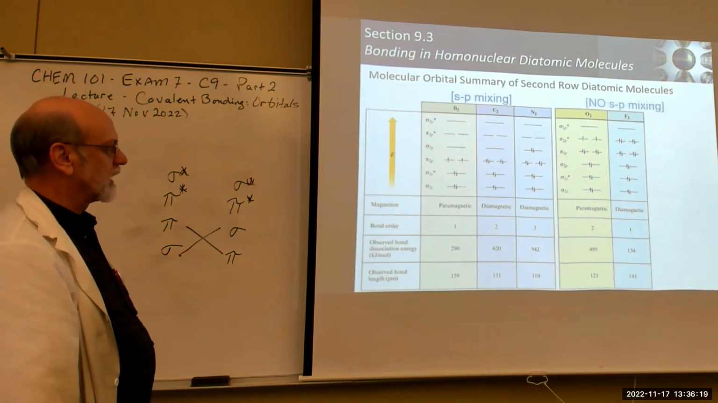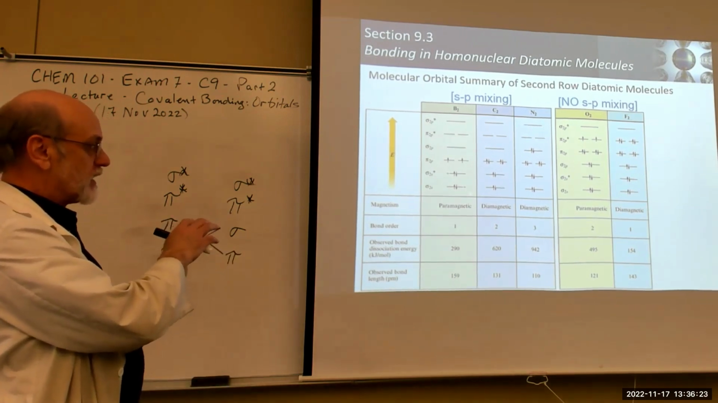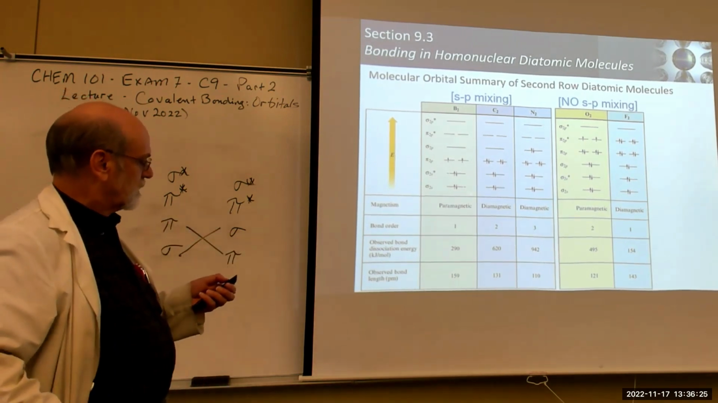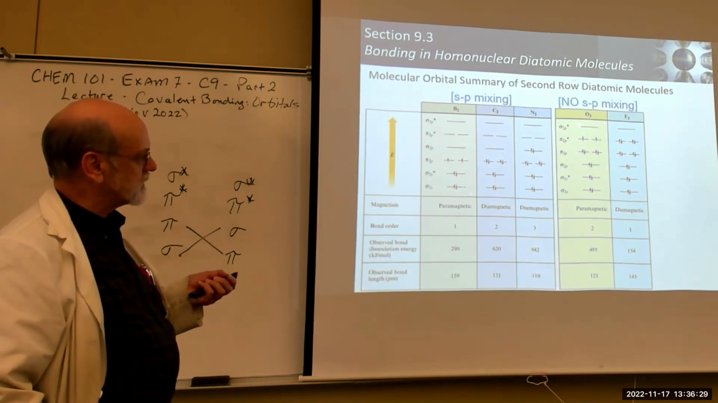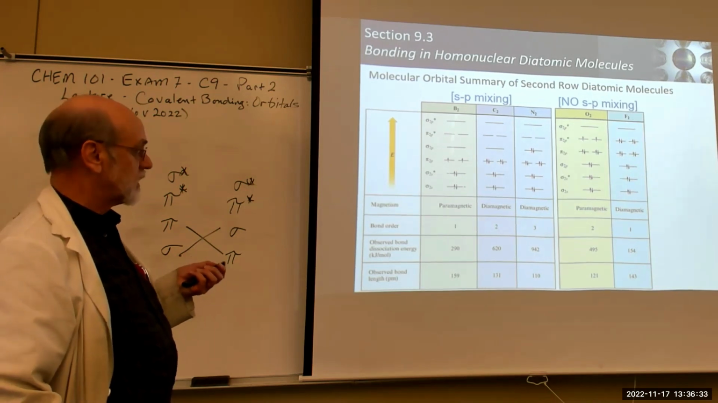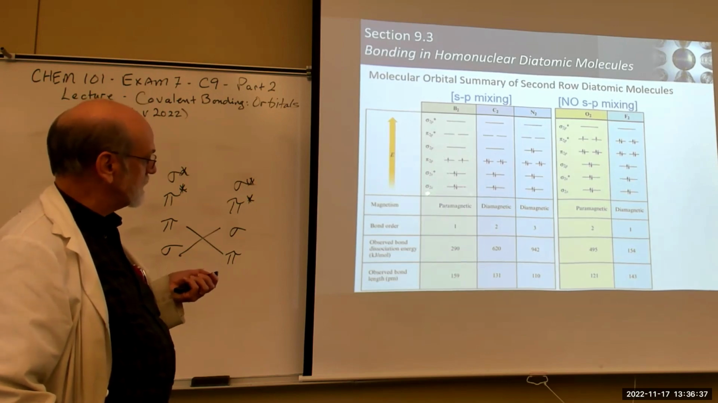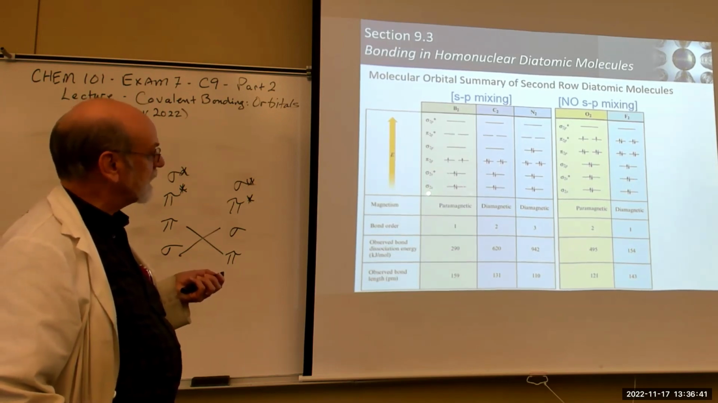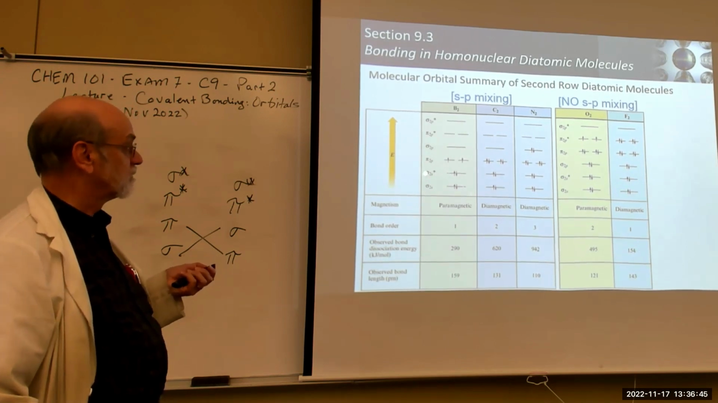This is another way of looking at it. In this case, we've actually put the electrons in, with no sp mixing on this side, oxygen and fluorine, and nitrogen, carbon, and boron on this side, where you have sp mixing. And we put the number of electrons into the valence molecular bonds, for lack of a better term.